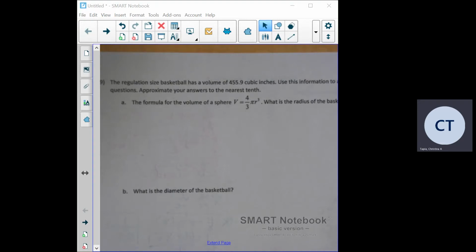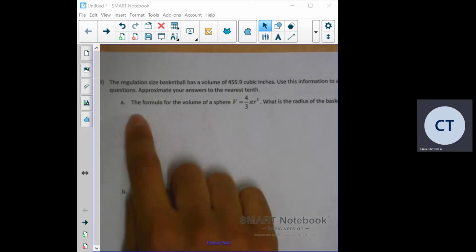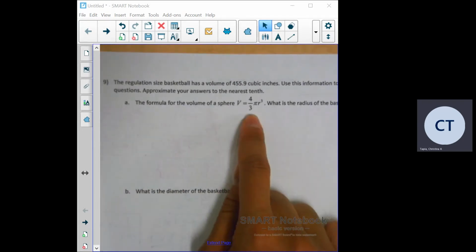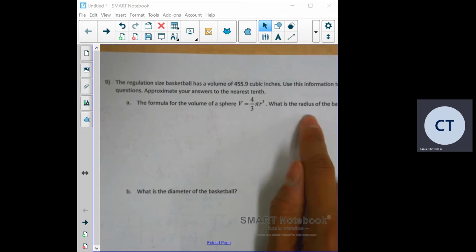Approximate your answers to the nearest tenth. Okay, well, you don't have a calculator, unfortunately. So I've already done the calculations for you. When the time comes, I'll give you the actual number, but I'm going to show you how to solve it without a calculator and with a calculator. That way you're ready for both. For the first question, it says the formula for the volume of a sphere is this equation here, and it asks you to find what is the radius for this basketball.